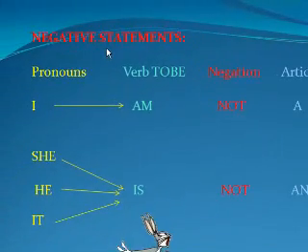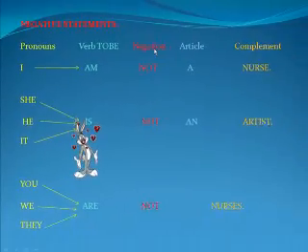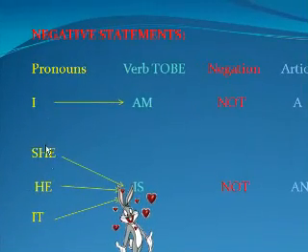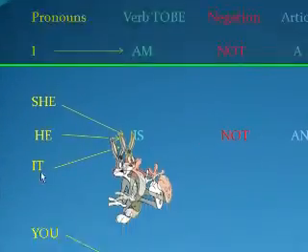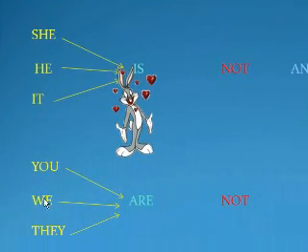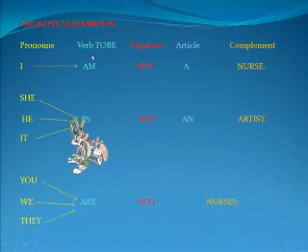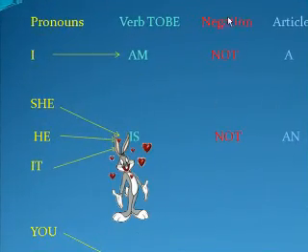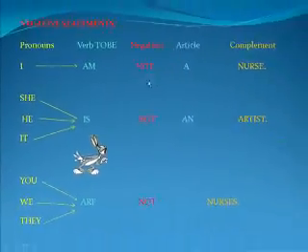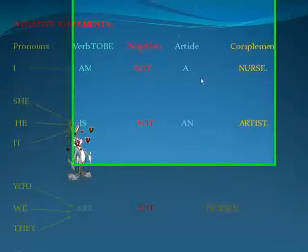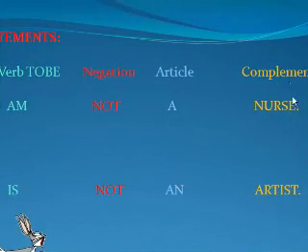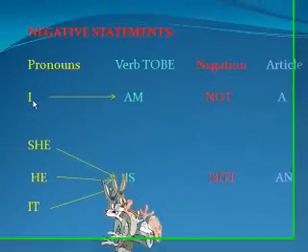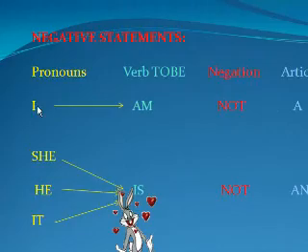Pronouns, verb to be, negation, article, complement. I, she, he, it, you, we, they. Verb to be: is, are. Negation: not. Article: a, an. Complement: nurse, artist, nurses. Full sentence: I am not a nurse.